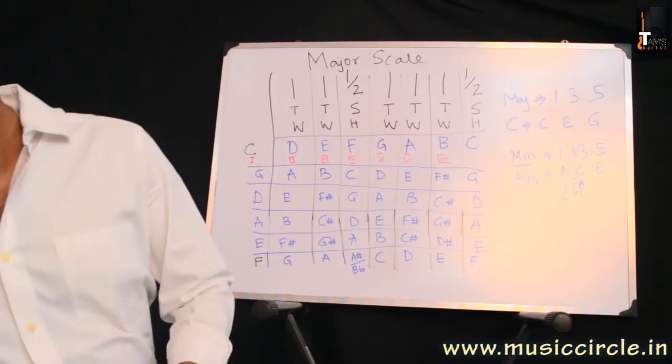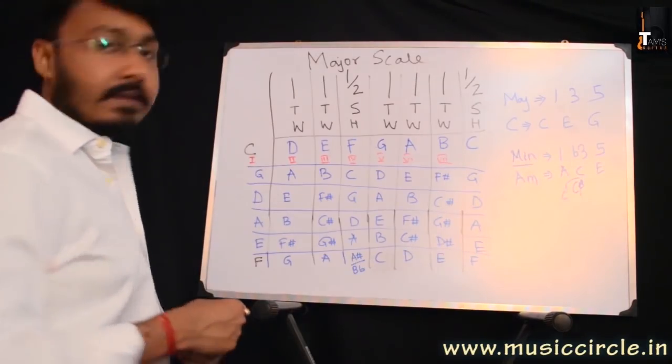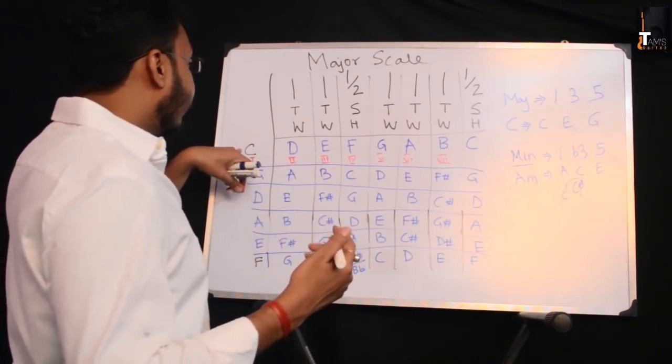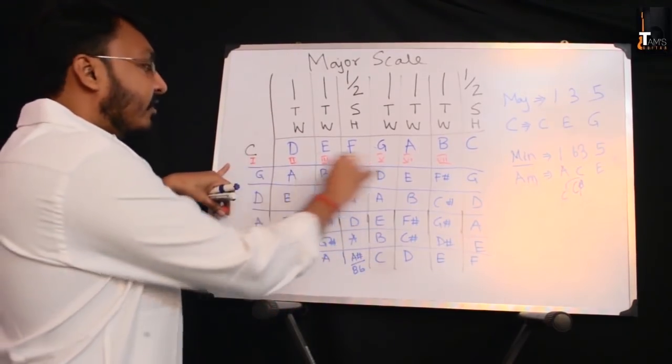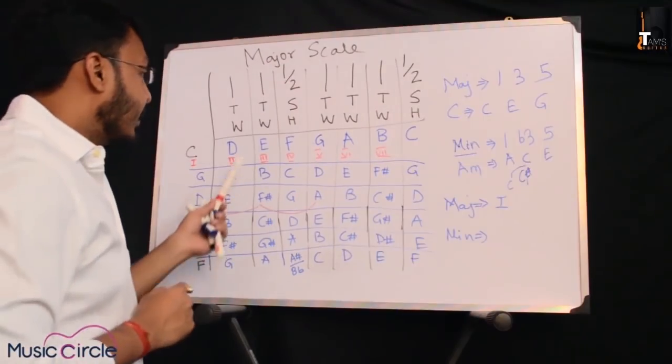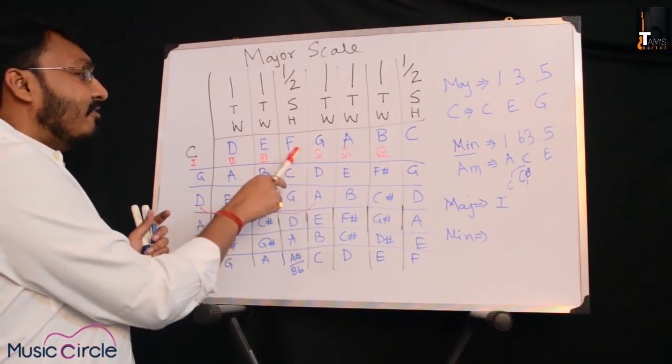So we'll stay in the key of C, right? And we are going to take a look at each and every number and try to find out which chord it is. Okay, but here we have D, F and A.